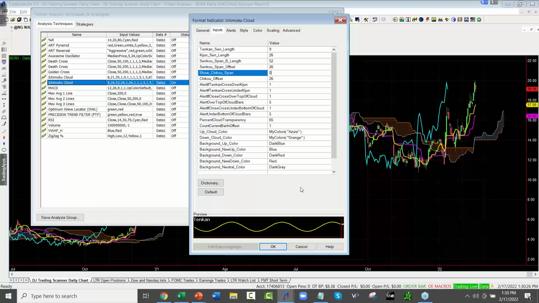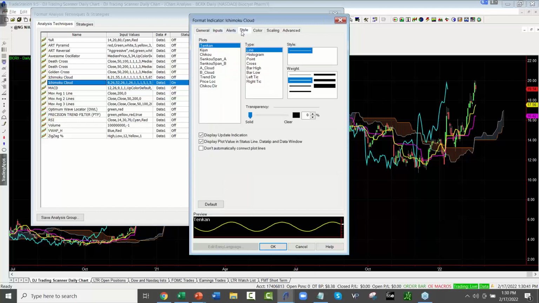I use different settings. I've optimized those. So I will show you how you can get my unique settings. It's going to be an awesome bonus at the end, okay? But you can use these. They are okay. I think mine are better. I've back tested it. Let's go to style, right?